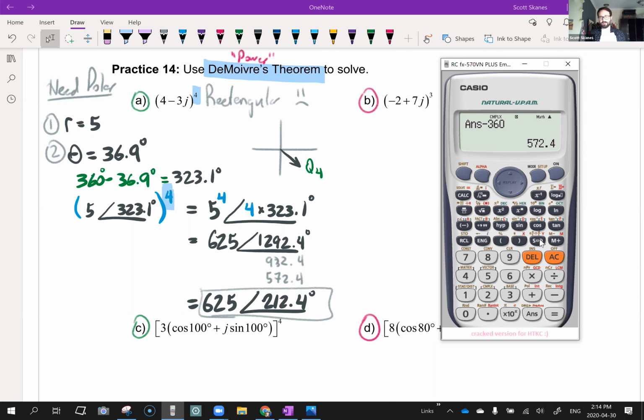Once again, you should pretty much never clear the calculator unless you're starting again, because we obviously need to subtract 360 again. So just press minus and subtract 360 again.